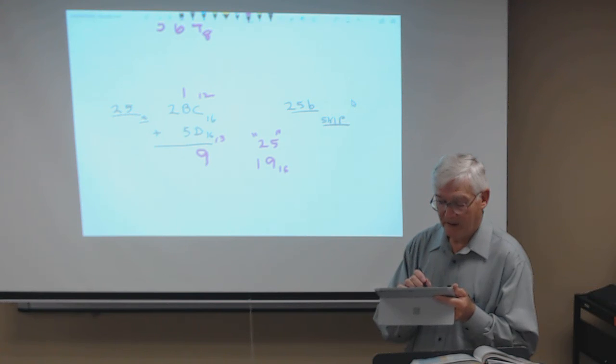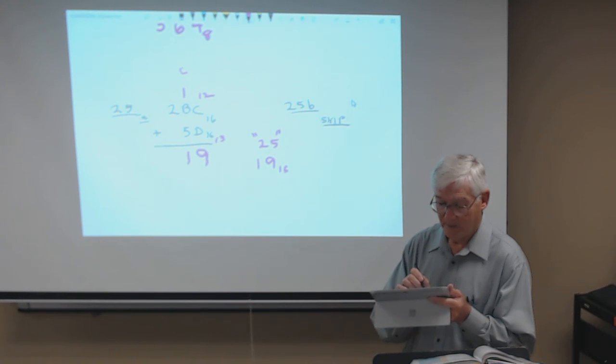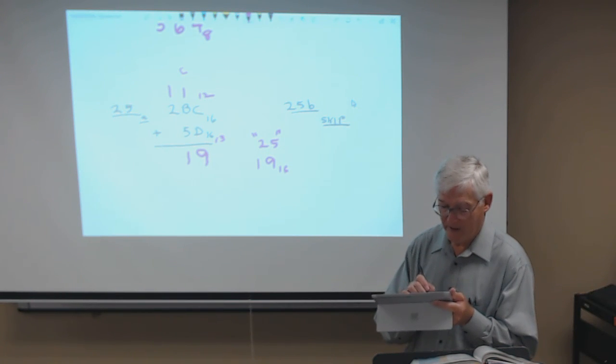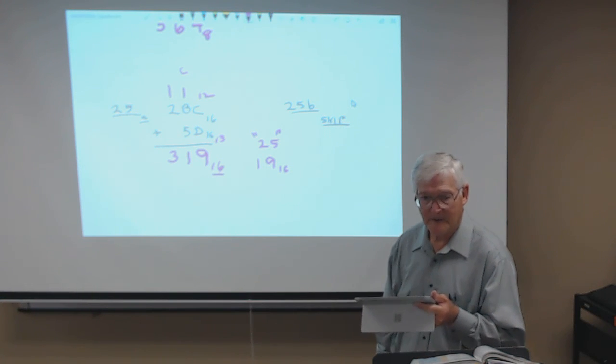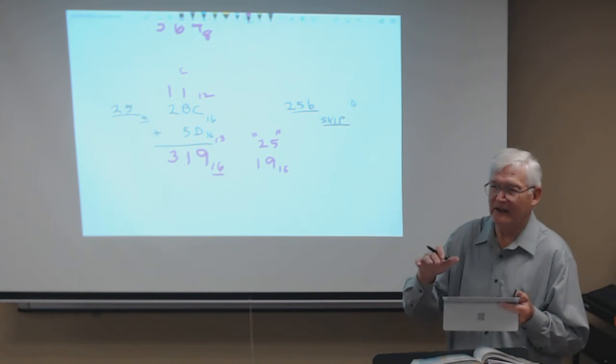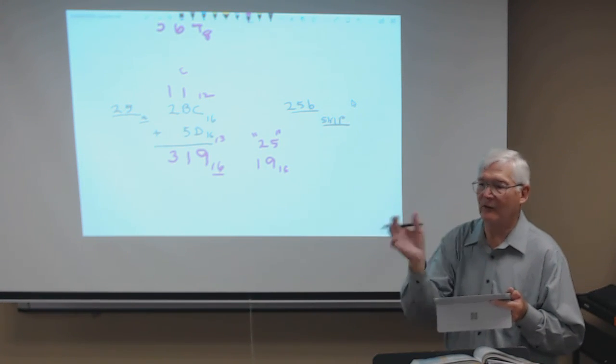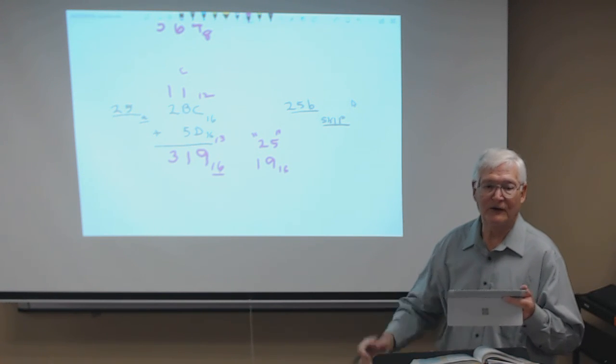What's B plus 1? That'd be C, wouldn't it? What's C plus 5? 11? Put down a 1, carry the 1. What's 2 and 1? 3. So it's 319 in base 16. See the process? You can use your chart, or you can just keep doing math in your head with decimal and translating back and forth. Whatever works best for you.